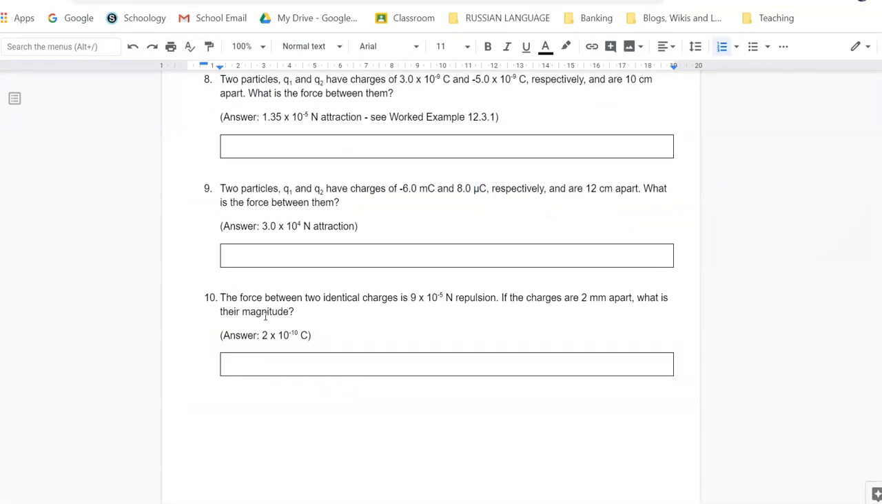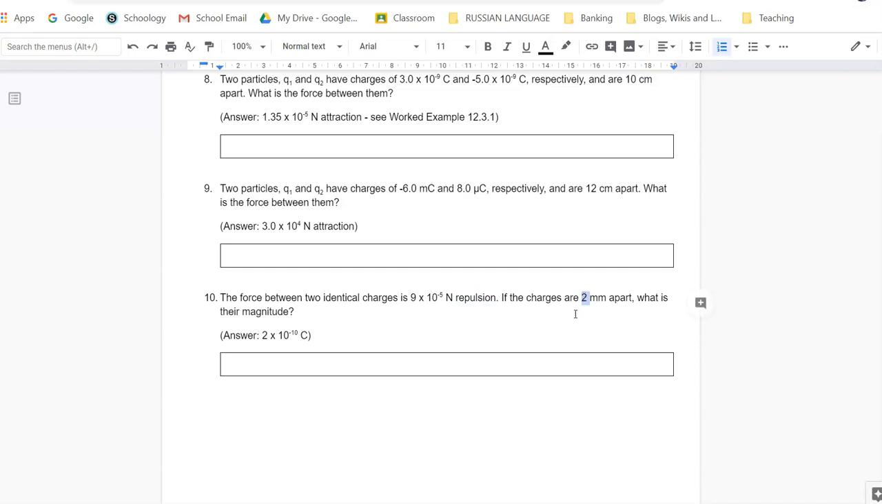So question 10 is slightly trickier, but easy to work out if you set out the problem systematically. So we've got two identical charges, so Q1 and Q2 are both equal in charge. Now the force between them is given. It says it's repulsive, so this agrees with this. If they're identical, they're the same magnitude and have the same sign. If they're both positive or both negative, there will be repulsion.